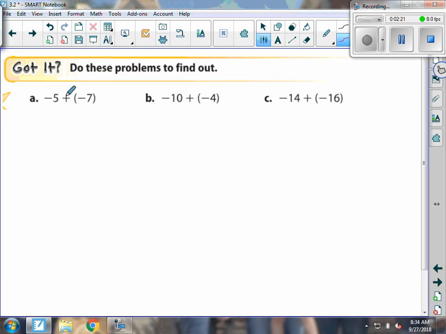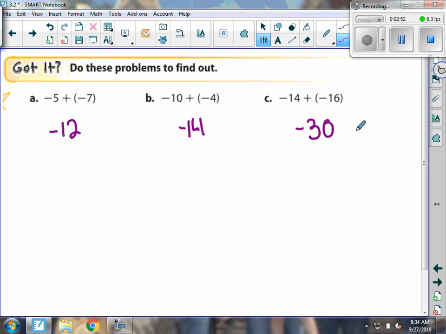So -5 plus -7, I want you to check your answers. My signs are the same, so I'm just going to add them together, so it's going to be -12. -10 plus -4, again, my signs are the same, they're both negative, so I add them together, that's -14. And C, -14 plus -16, my signs are the same, they're both negative, so I add them together and I get -30.